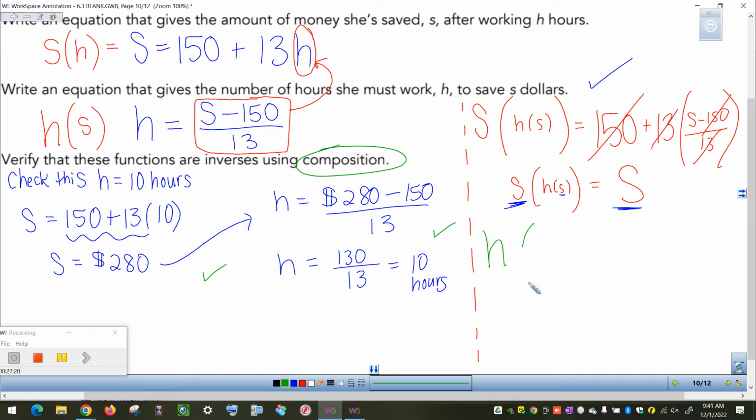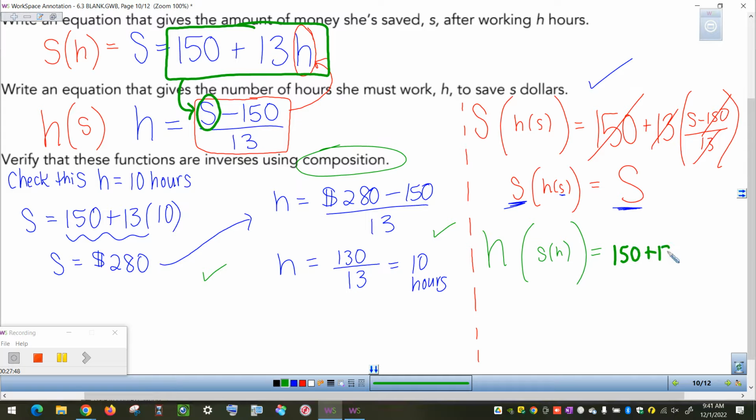We could have done H of S of H. I'm going to switch colors here and do that one in green. So that's where we're going to take the entire S function, 150 plus 13H, and plug it in for S right down here. We're going to put it in the H function. So the numerator part on the H function is now going to be 150 plus 13H minus 150. The whole thing is still divided by 13.